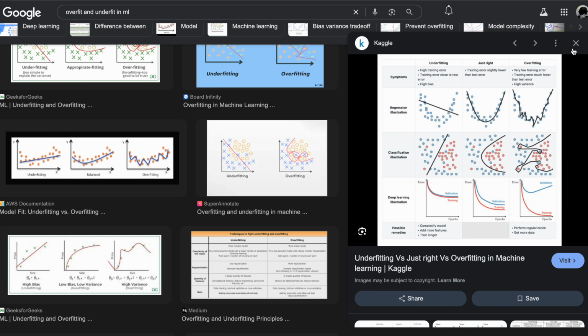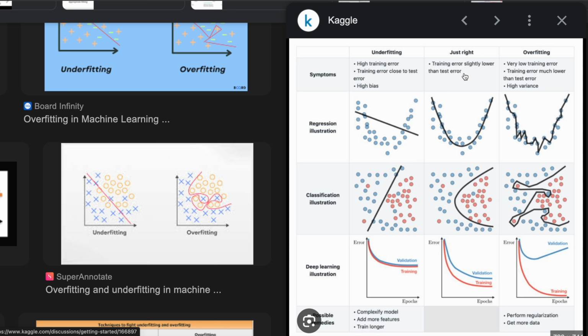So basically, how do we judge that our model is overfitting or underfitting? Where our model's test accuracy or test loss is close to the training loss, that's the same thing written here: training error slightly lower than test error. If they are very close to each other, we can say it is a balanced performance.